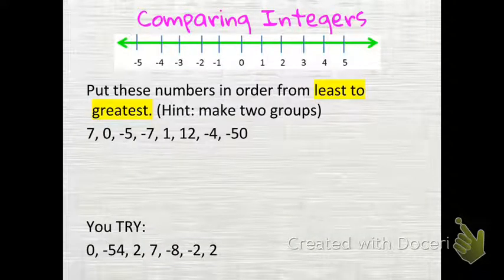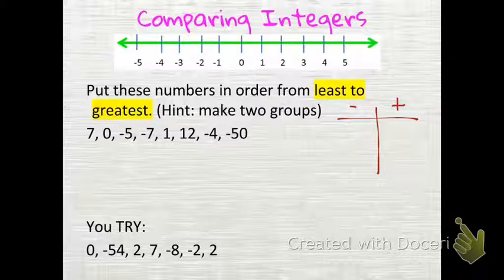Okay, I'm going to do the first one without you, and then you're going to do the you try. I'm going to do it by myself, so you watch while I do it. It says put these numbers in order from which to which? Least to greatest, so the smallest to the biggest. So I'm going to start by making my two groups. I'm going to make my negative group and my positive group. 0 goes in between. So for my positive group, I have 7.